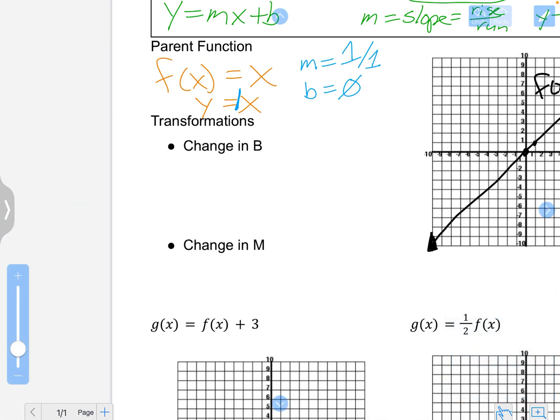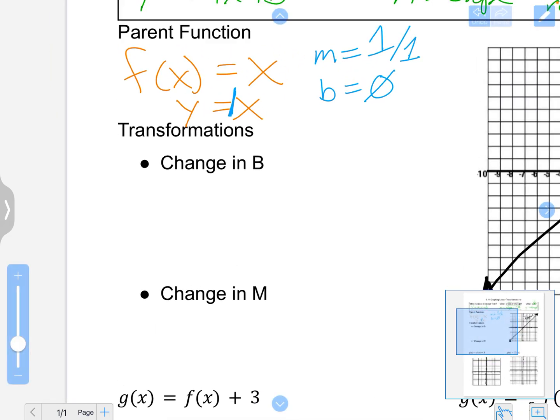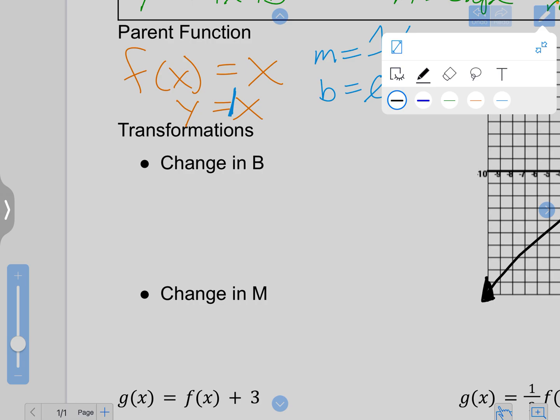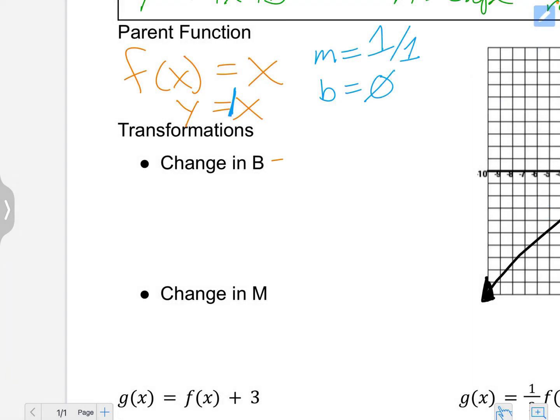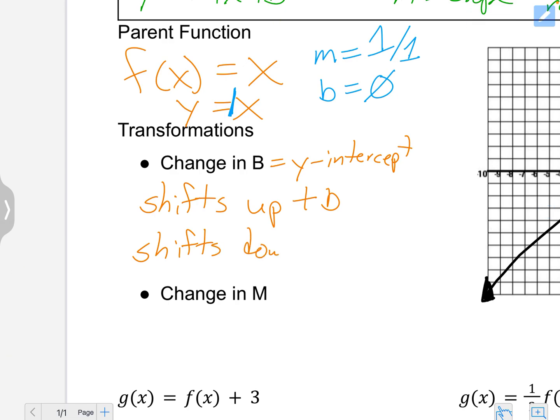What we need to know about transformations is that there are two types of changes that we can make to the parent function. We can make changes to our b, which is our y-intercept. If our line shifts up, it means that it's a positive b. If our line shifts down, we know it's a negative b.